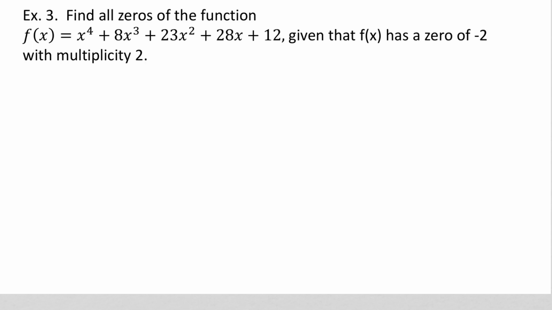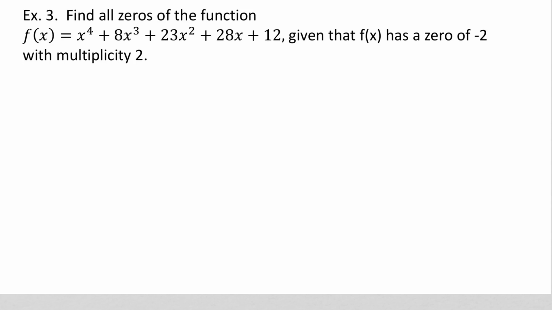Okay, this example problem says find all zeros of this function. As you can see, this is a 4th degree function, given that this function has a zero of -2 with multiplicity of 2.